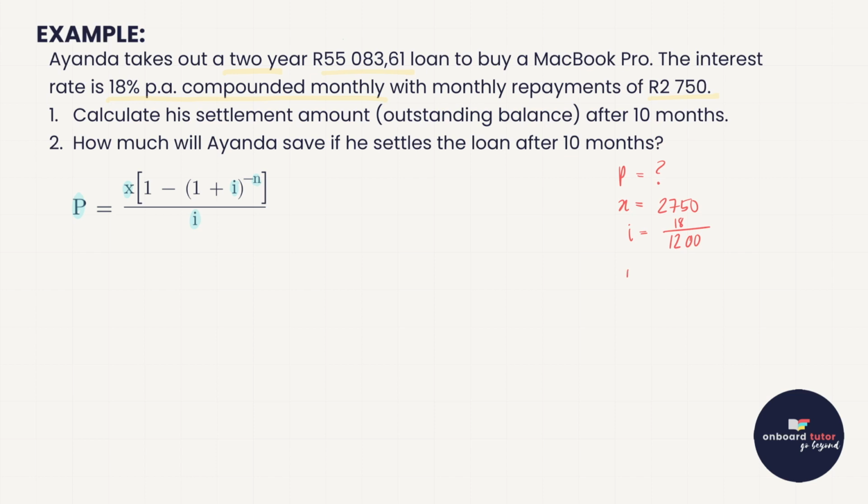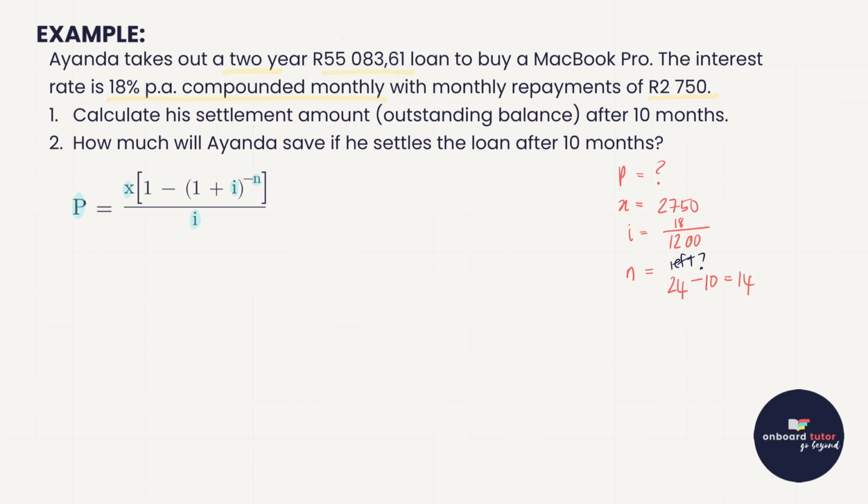And then the N value, remember what's different about this balance of payment is that we want to know how many months left. Okay, how many are left, question mark. So they were supposed to be 24. We've paid off 10, or Ayanda has anyway, paid off 10. So that means there are 14 left.